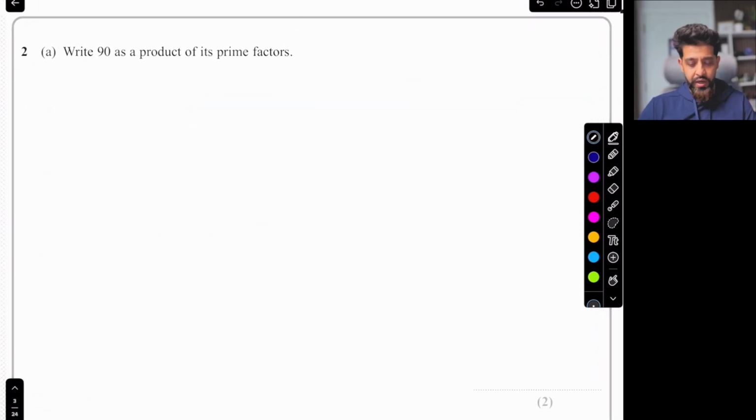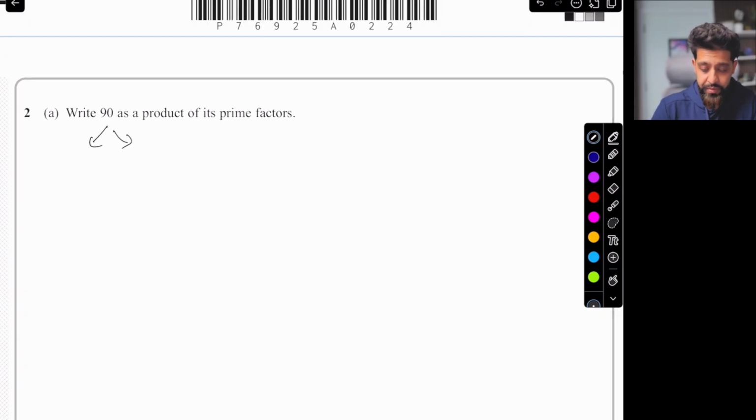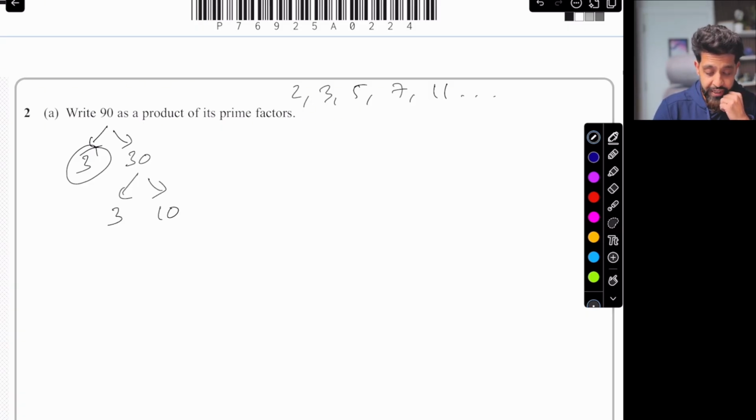Next, question number 2: write 90 as a product of its prime factors. So you want to break up 90 by prime numbers. Prime numbers are numbers like 2, 3, 5, 7, 11, and so on. The smallest prime number is 2, but you can use 3 in this example. So 3 times what gives you 90? 3 times 30. Circle the 3 because it is a prime number, and then continue breaking up the 30. You could break it up by 3 again, so 3 and 10. Circle the prime number, break this up. This one is 2 and 5, and they are both prime numbers.